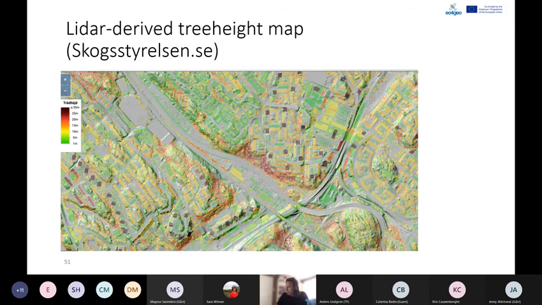From these point clouds, one of the products you can derive is tree height. This is an example from the Swedish Skogsstyrelsen. You can derive a tree height map of this, and you can actually in quite detail look at the tree heights, and you can also, of course, derive ground cover maps and so on from this product. So this is also a very, very important product when it comes to deriving information on the green infrastructure, of course.